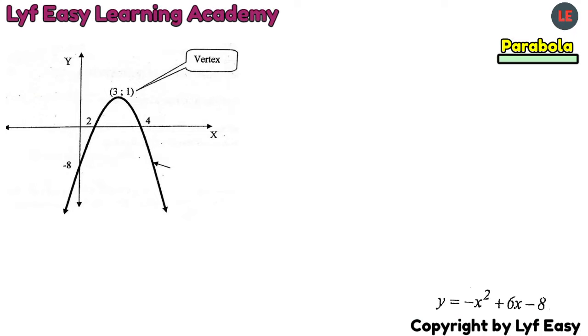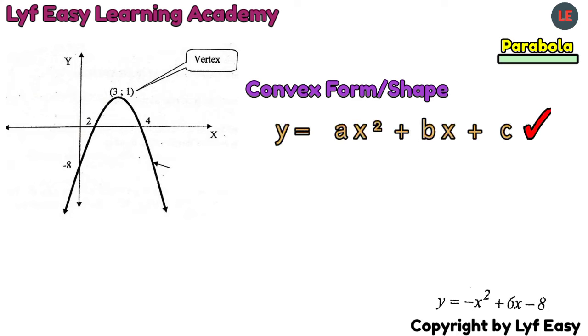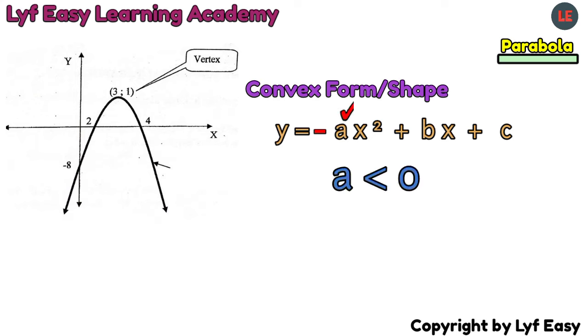First, this parabola graph opens downwards, which means it took the convex form. The question is, how do we tell that it will take such shape on a given equation to draw a graph? Well, it's simple. Let us refer to this general or standard equation for parabola. When this a is negative, that means the graph will face or open downwards taking convex form. In that case we say, this a is less than 0.